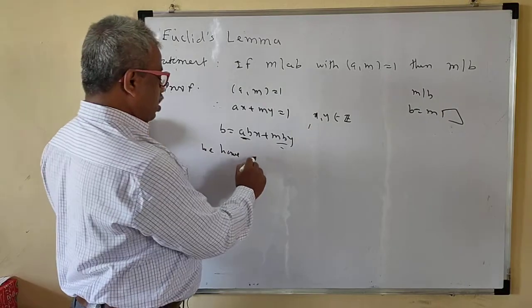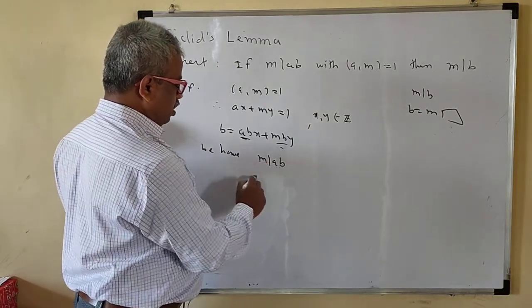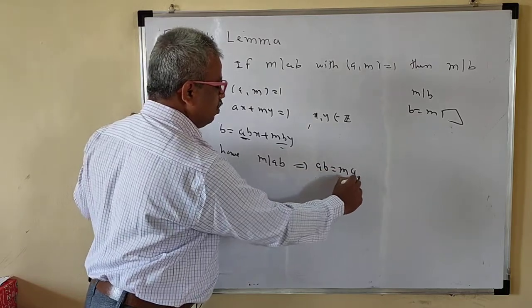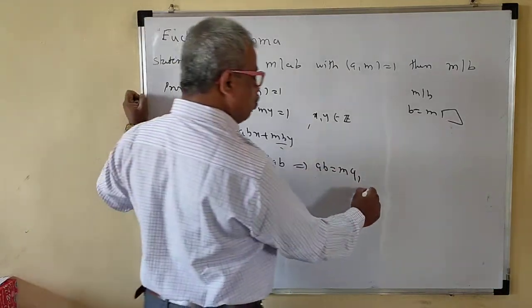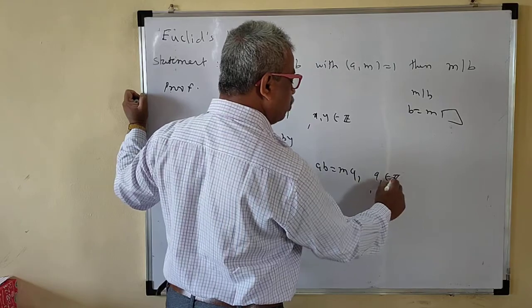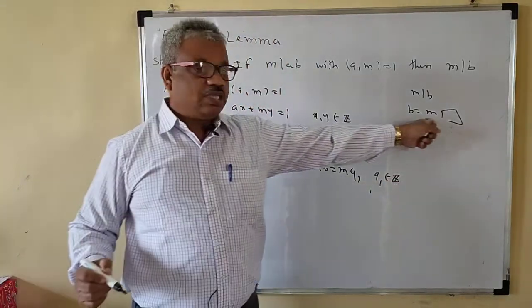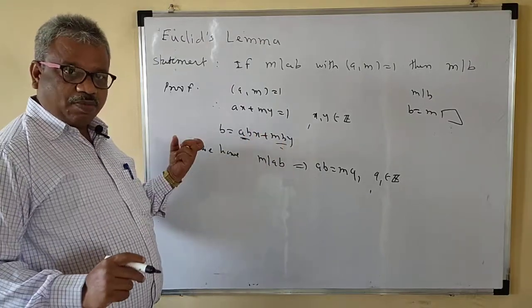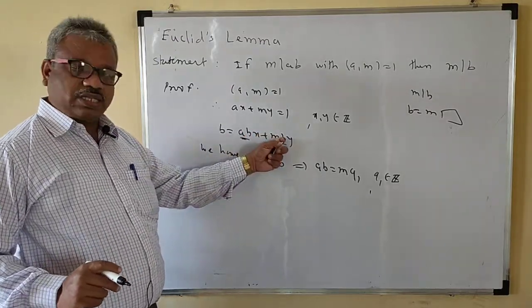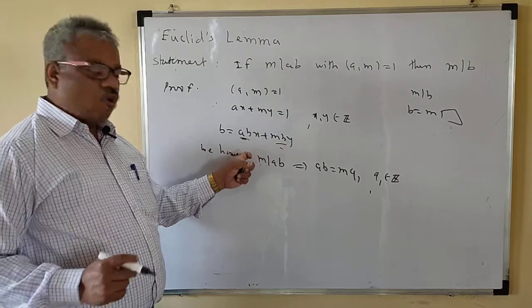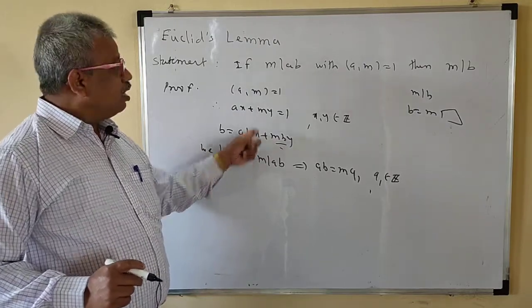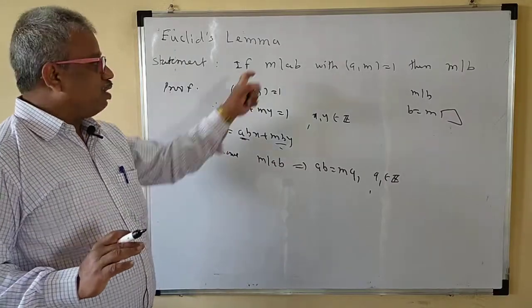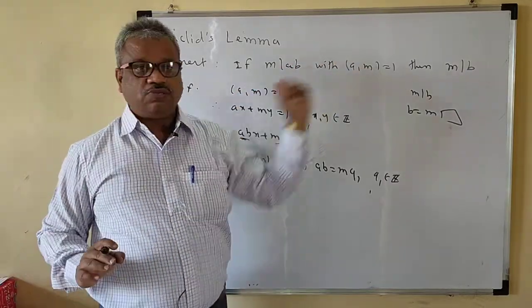So we have M divides AB. This implies that AB is equal to M times some Q1, where Q1 belongs to Z. See what you want: B is equal to M times some integer. That means you have to take M common here, but M is in this term and not in the other term. So we want M in this term too. Whatever is given, you have to apply it. You are given these two, and with the help of these two, this we have to prove.